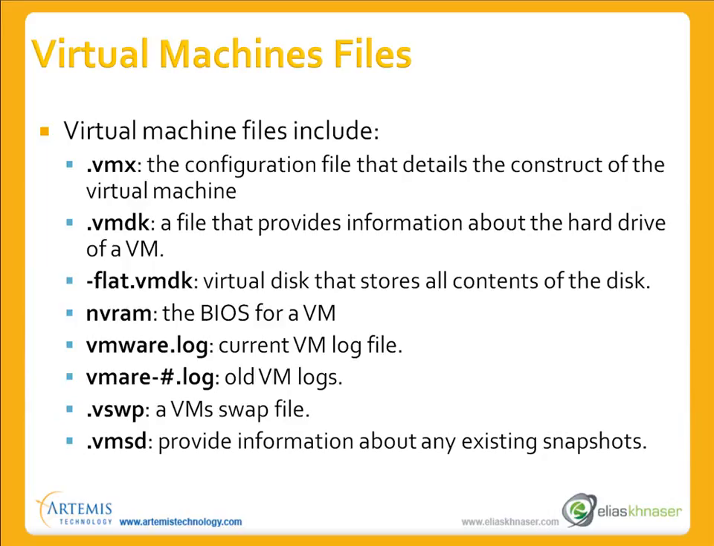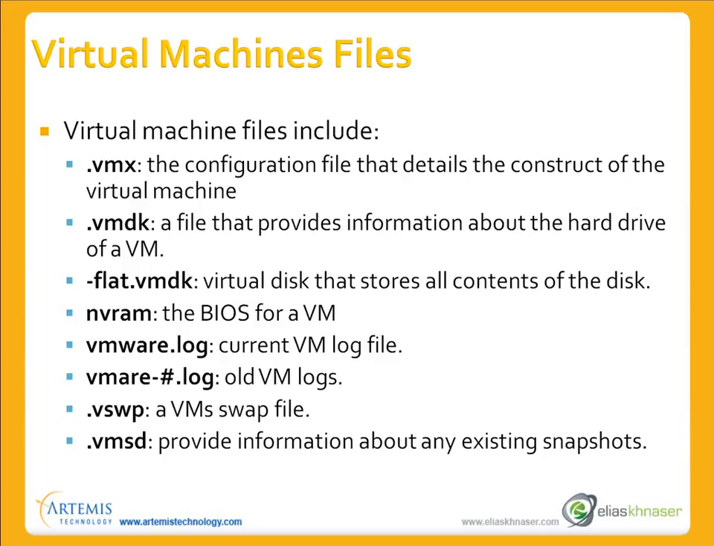Then you have the .vmdk file. Now this is the file that provides information about the hard drive. The actual hard drive file, the file that contains all the data, is -flat.vmdk. So what we've done in this list here is we've put a dot or a dash. So the name of the VM .vmx, name of the VM .vmdk, name of the VM dash flat .vmdk would be the actual virtual hard drive that contains all the actual data for this VM.